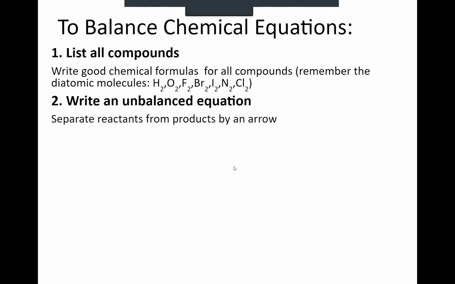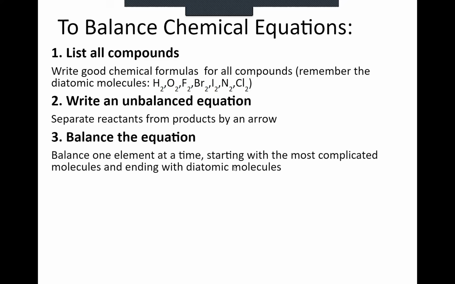Any of those diatomic molecules, you've got to remember them. 2, write an unbalanced equation. Write reactants on the left side of the arrow, write products on the right side of the arrow. 3, attempt to balance. When you do that, balance 1 element at a time, and generally start with the more complicated molecules and end with diatomic molecules or atoms that are alone. Those are easier to balance because by putting a coefficient in front of them, you're only changing the atom count for 1 thing. As you do that, only change the big numbers out front of the formulas. Do not change the subscripts within a formula.